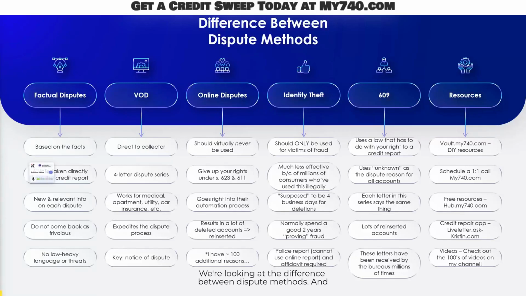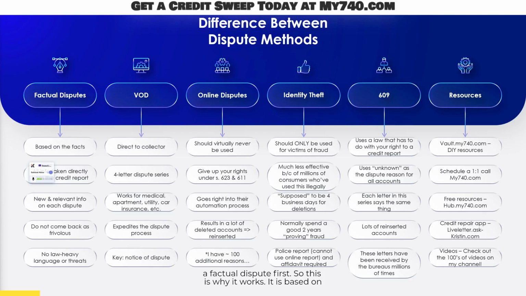Today we're looking at the difference between dispute methods, and this is important for credit sweeps because if you want to get the results, then you need to know exactly what you're doing. So we're looking at factual disputes, validation of debt, online disputes, identity theft, 609, and of course I do have resources, and you can find those resources also down in the description. So let's get started. And we're going to go with factual disputes first.